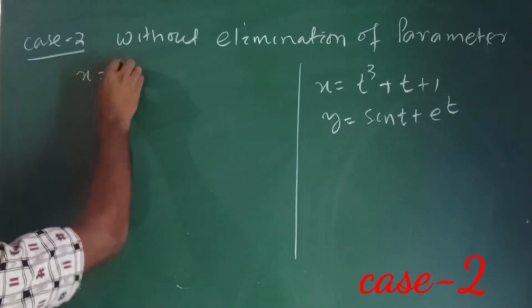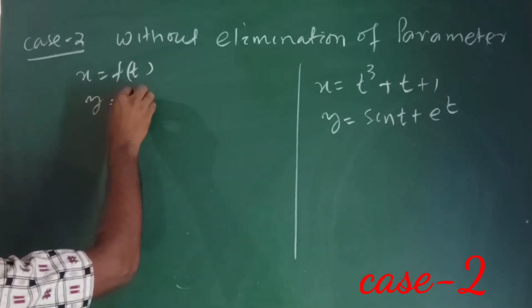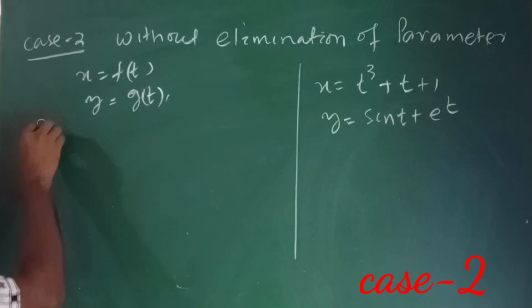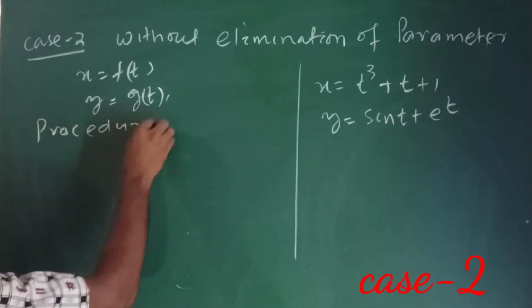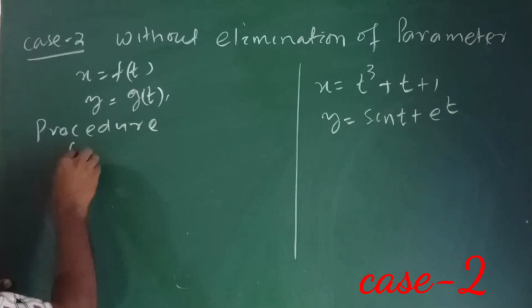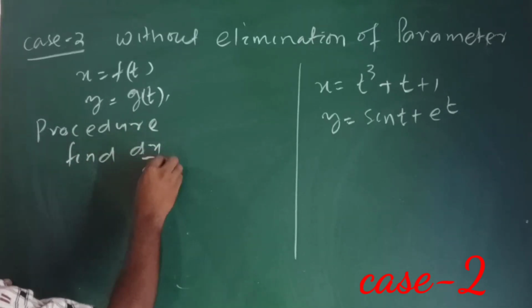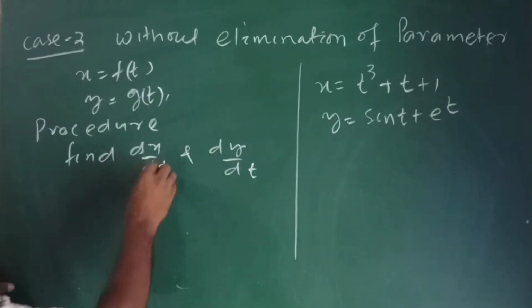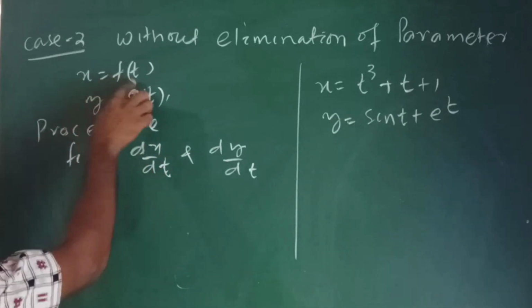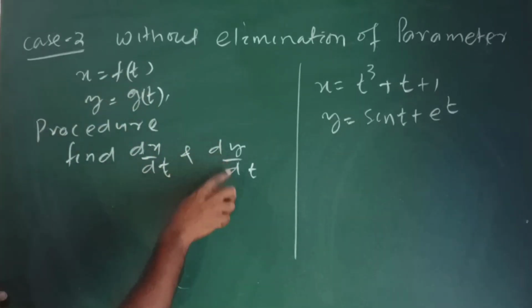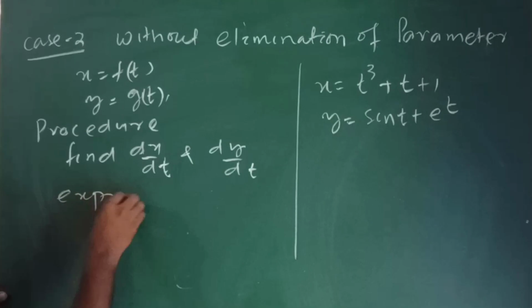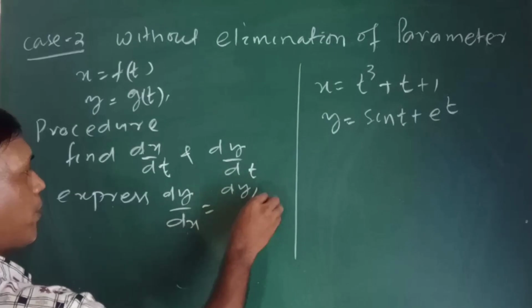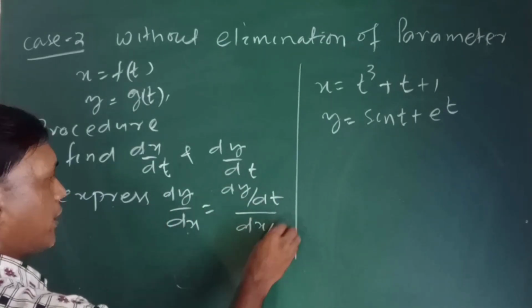लुक एट हियर, x इज इक्वल टू फंक्शन ऑफ t, y इज इक्वल टू ऑल्सो फंक्शन ऑफ t, वेयर t इज द पैरामीटर. सो फर्स्ट द प्रोसीजर इज find dx by dt and dy by dt. Look at here, x is a function of t, so we can find dx by dt. y is a function of t, we can find dy by dt. Now express dy by dx as dy by dt divided by dx by dt.